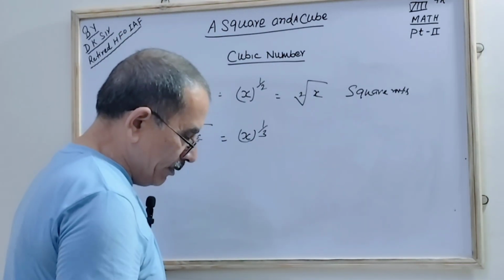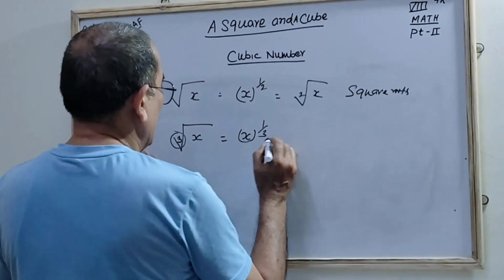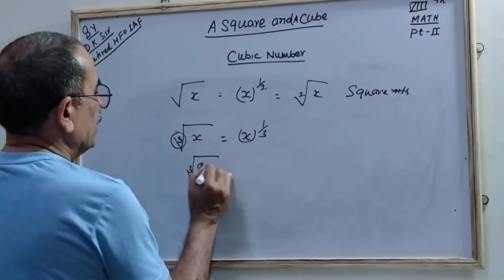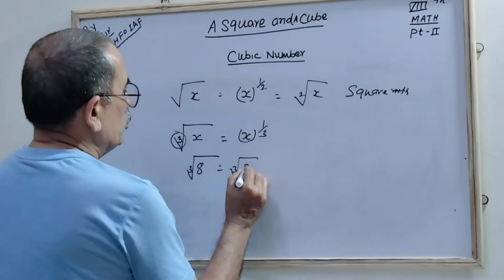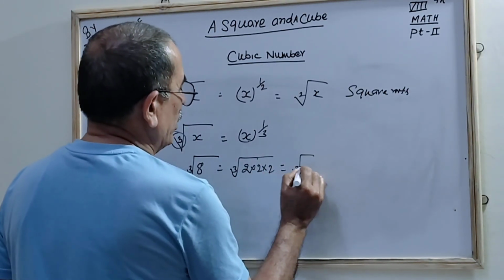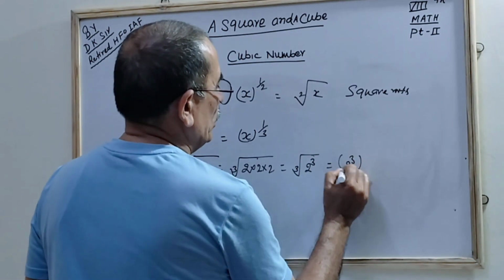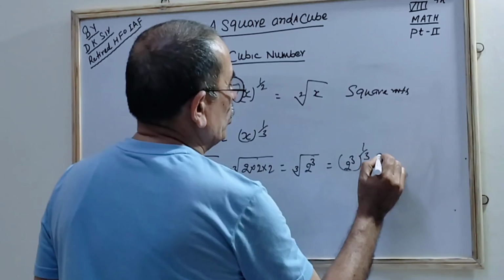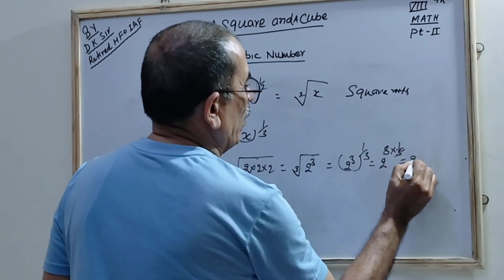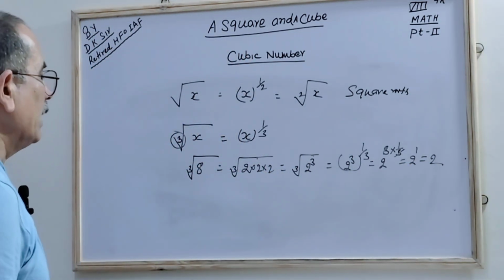The example I will give you. Suppose I write the cube root of 8. So we will write 8 is equal to 2 into 2 into 2. That means it has got the power of 2 to the power 3. So we will write 2 to the power 3, to the power 1 by 3. The power to the power is going to be multiplied. So it becomes 2 to the power 1, that is equal to 2. This is the way we can find out the cube root.